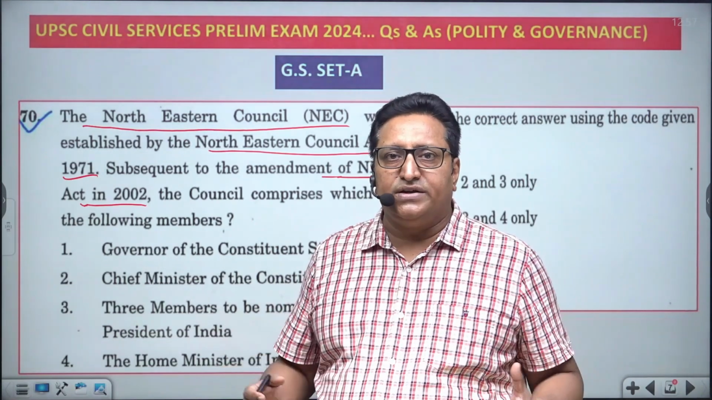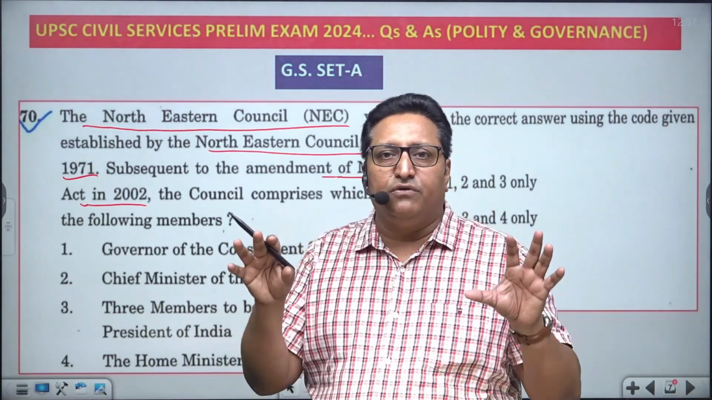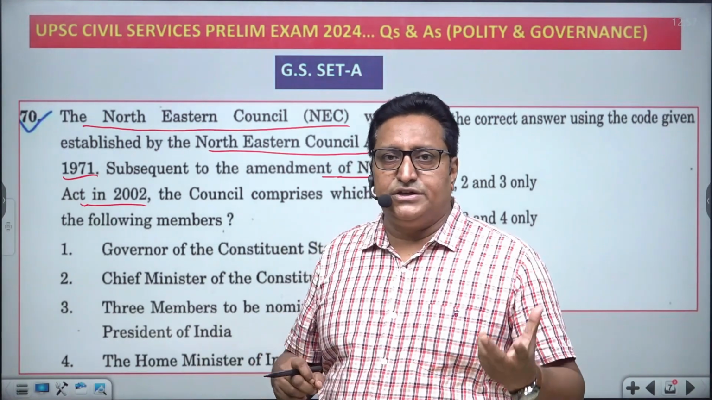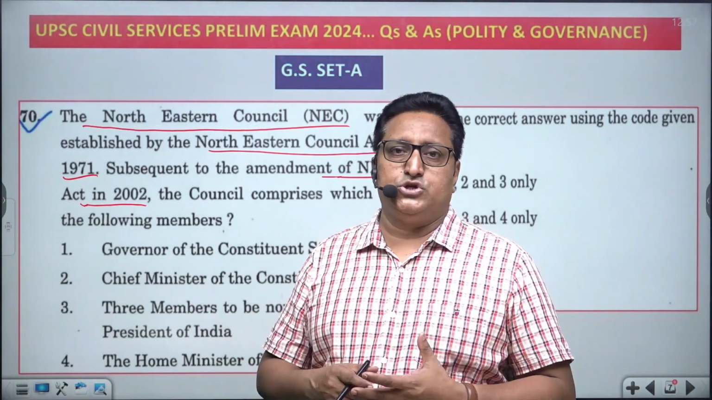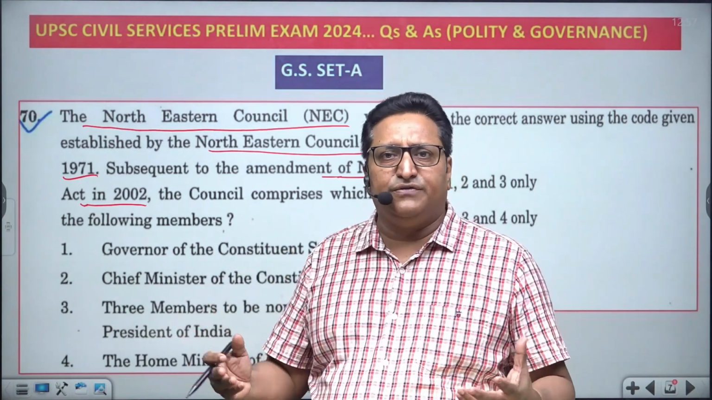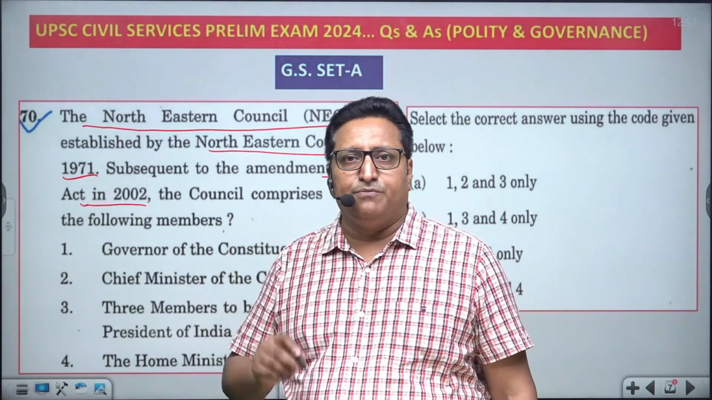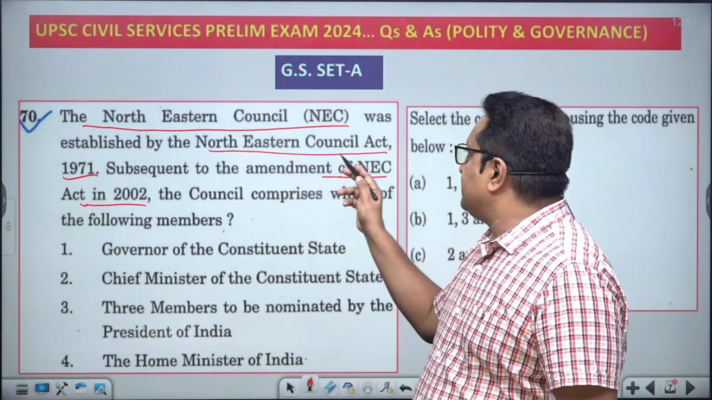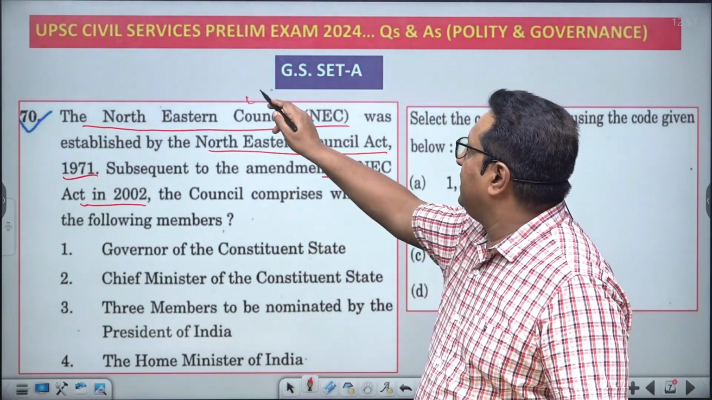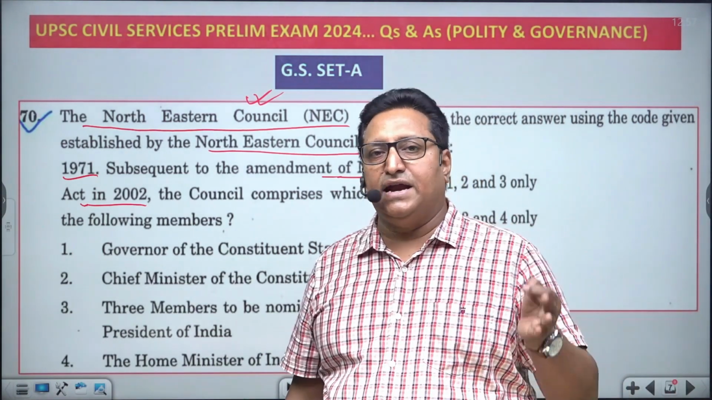So, as a student, as a civil services aspirant, you have to keep a close watch over the functioning of the governance system, whichever institutions are important. And how would you know whether a particular institution is important? On the basis of newspaper reports, you can make out which one is important and which one is not that important, right? So North-Eastern Council, this is a council that was created by an Act of Parliament in 1971.